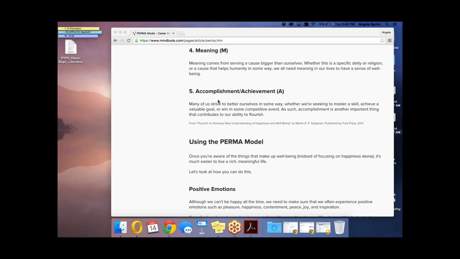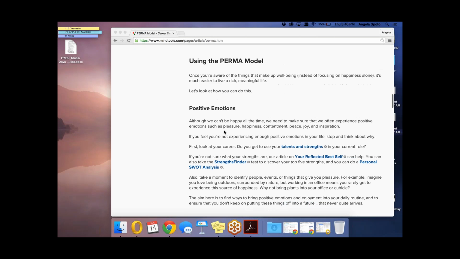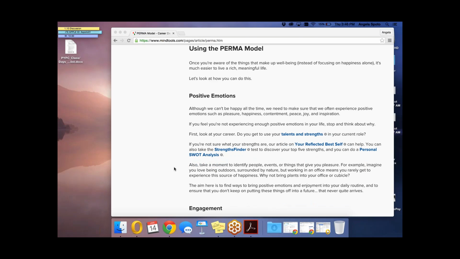So once you're aware of these elements that make up your well-being, instead of just saying, oh, I'm going to be happy today, right? Focusing on the elements of happiness kind of lends to leading a more rich life for you, meaning not necessarily money, but meaningful, okay? We can't be happy all of the time, right? But we do need to make sure that we put things into place so that we can experience these positive emotions or engagement, to lend towards our happiness and that perspective.